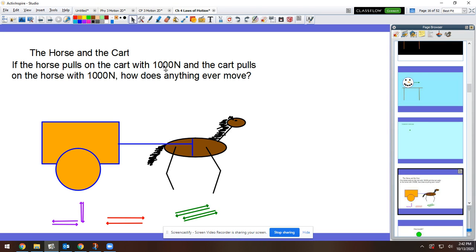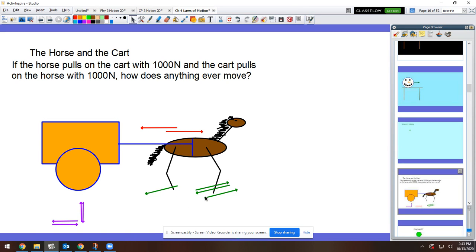So if the horse is pulling forward with 1,000 and the cart's pulling back with 1,000, the question is, how does it move? Right here, because these red arrows, that's not how it moves. But you also have to think, well, that's not the only forces in action here. There's also forces located at the hooves.